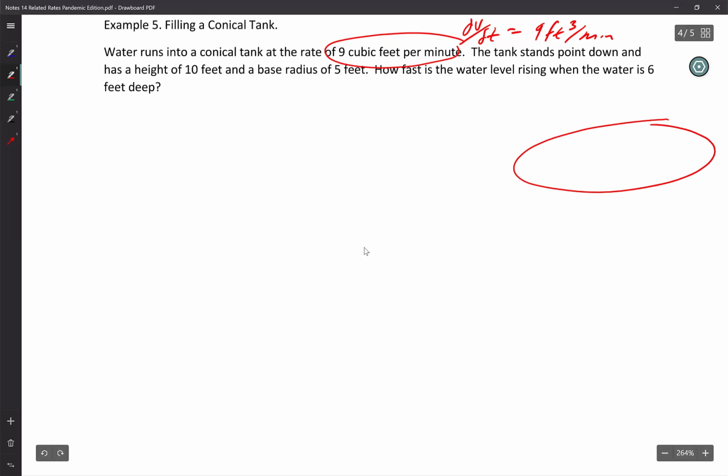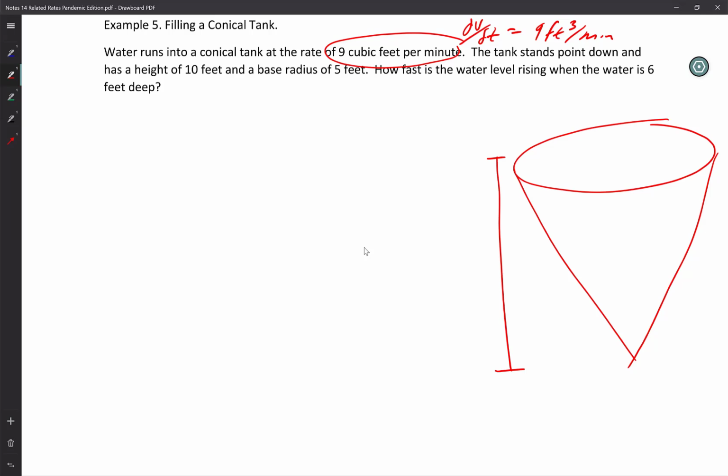So I have a cone. And this height, they told me, is 10 feet. So that's not changing. And this here is the base, which is 5 feet. So whatever's not changing, you can put the numbers in there. And then I have water in this tank. So let me see if I can illustrate the water.